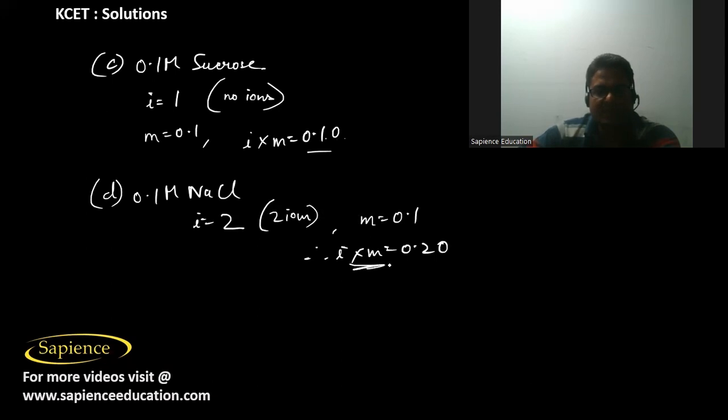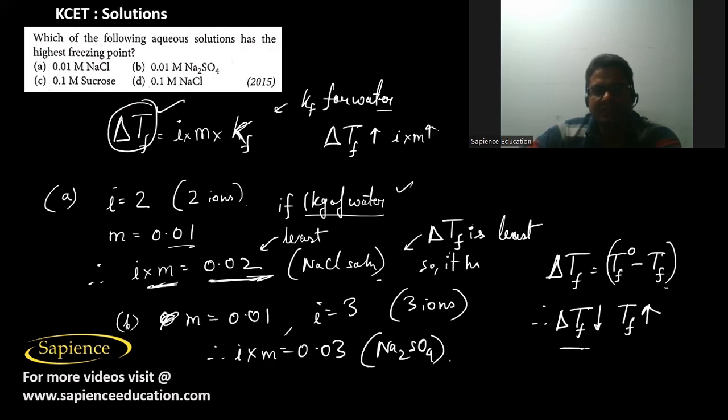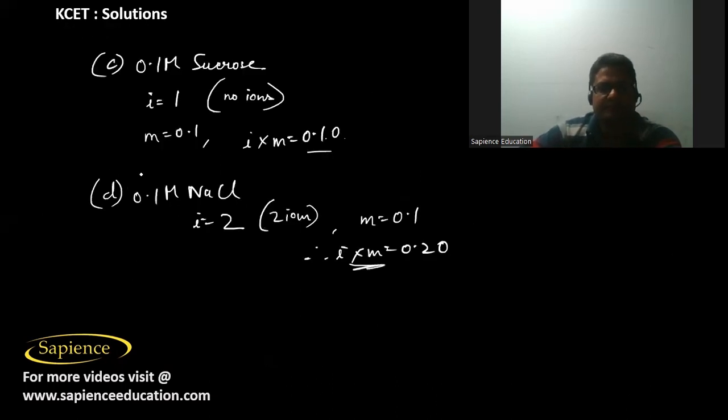So therefore here the I into M value is the highest for option D, and the I into M value is the least for option A, the 0.01 molar NaCl solution. So here, since the I into M value is the least, the depression in freezing point is the least for option A, and so it will have the highest freezing point. So option A is the correct answer.